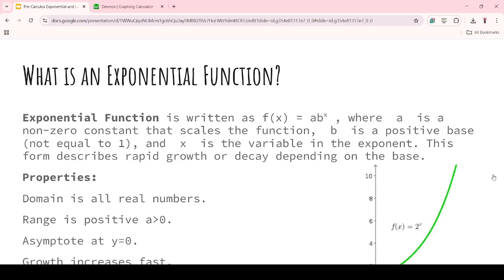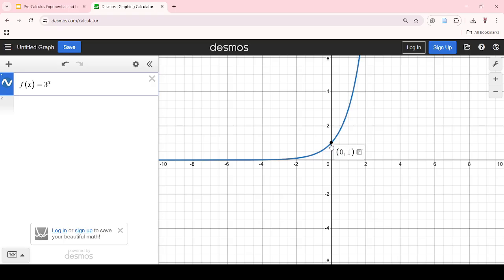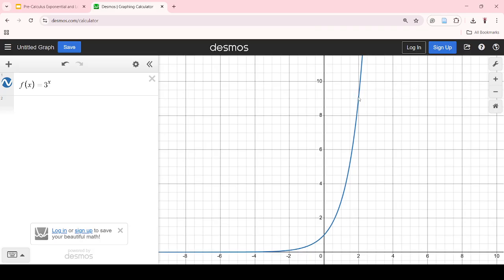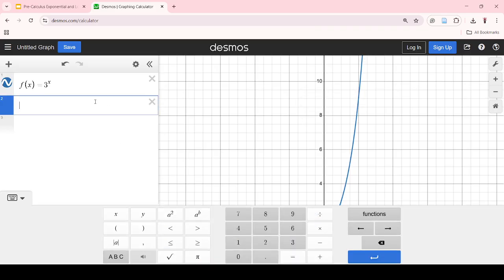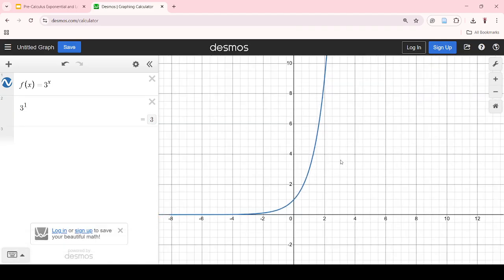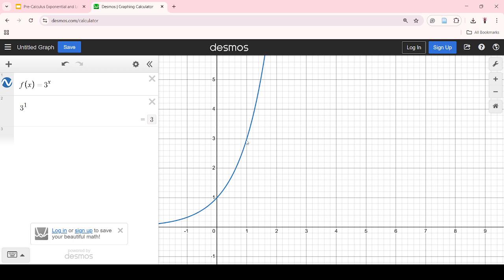We will go ahead and graph this just to see the extent of it. f of x is equal to, let's say, 3 to the power of x. As you see right here, it is crossing your y-axis at (0, a). A in this case is 1. And we also see that there are certain points that it does intersect. x could be anything. 3 to the power of 1 is 3, so we see that it intersects at (1, 3).